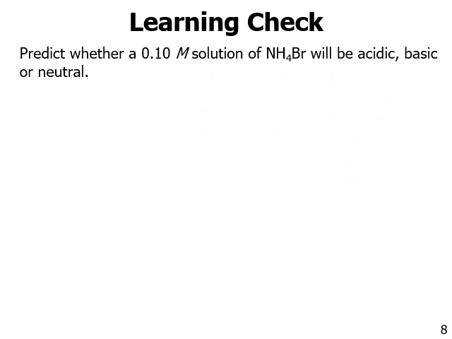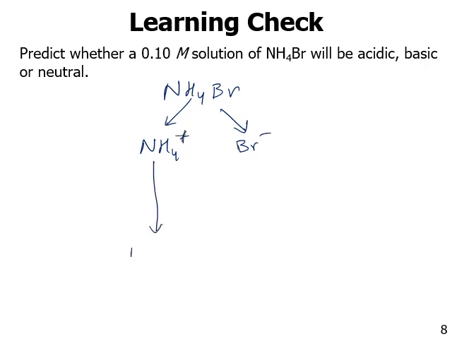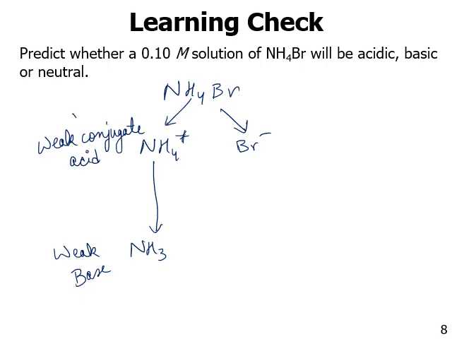So let's try a question. Predict whether a 0.1 molar solution of ammonium bromide will be acidic, basic, or neutral. So ammonium bromide will give you what ions? Ammonium ion and bromide ion. These are the two ions produced. Ammonium is coming from ammonia, which is a weak base, which makes ammonium a weak conjugate acid, which will affect the pH and it will make your solution acidic.